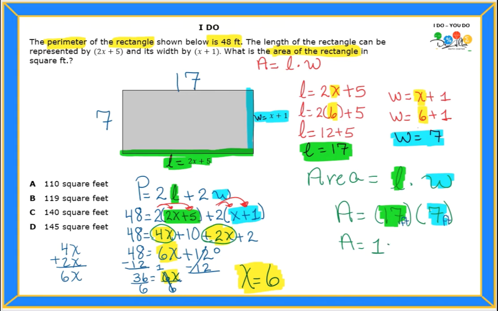I get 119. Now remember that area is always measured in square units, so I can write down square feet, and you can read it as square feet. So let's look at the answer choices. I do see that my answer for this is letter B. That will be the area for my rectangle.